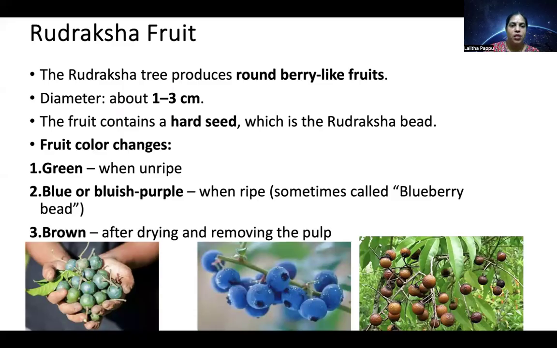So the Rudraksha tree produces berry-like fruits, as I told you. See, the unripe ones are green in color. I have taken the images from the internet for the sake of demonstration. These are not photographs that I have taken.